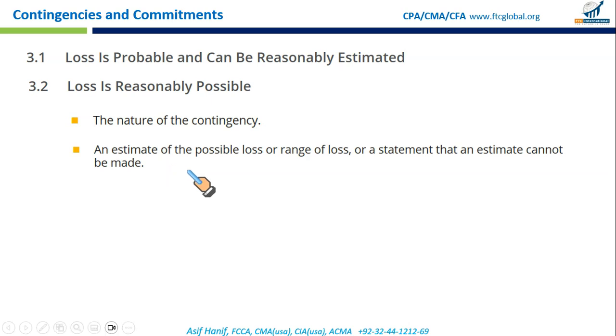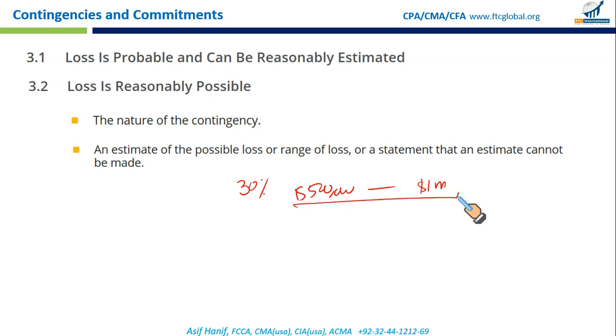Like we face a lawsuit and there is, let's say, a 30% chance that we may have to incur a loss of $500,000 to $1 million. So the company must disclose the situation and the estimated range in this way in the notes to accounts if it is reasonably possible.